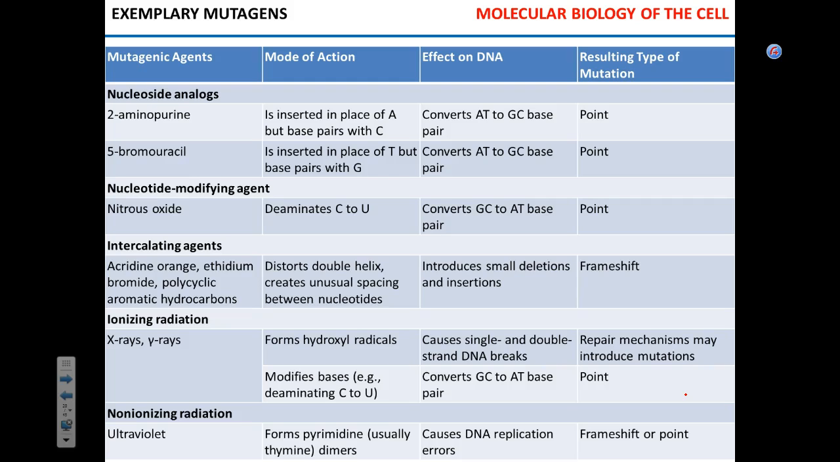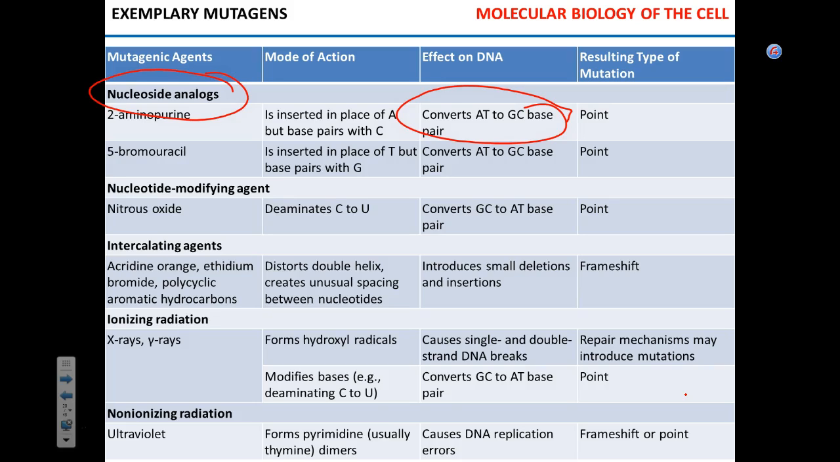Okay. So first of all, nucleoside analogs. As you can deduce from the name, these molecules look like proper nucleosides, but they are actually not. Okay. So these guys can convert base pairs. So they replace, say, AT with GC. Make sense? So this is going to be a classical example of the point mutation. Right?